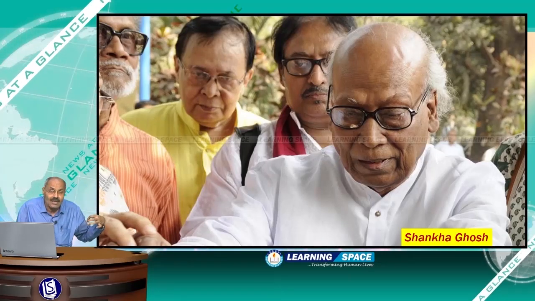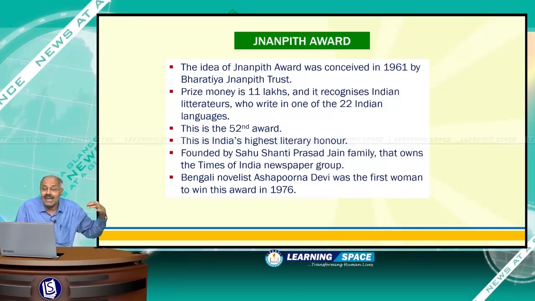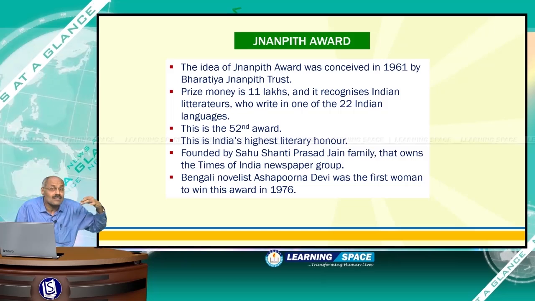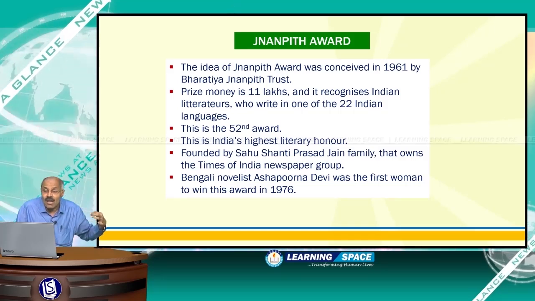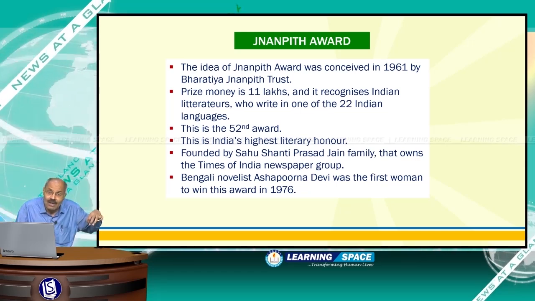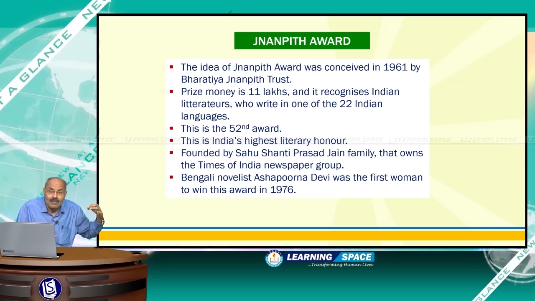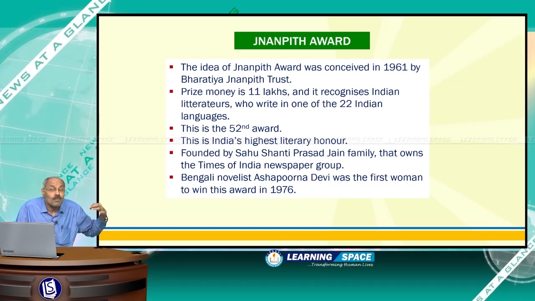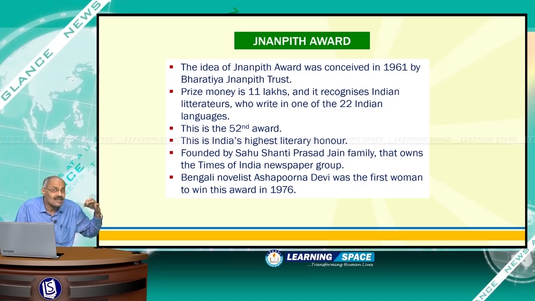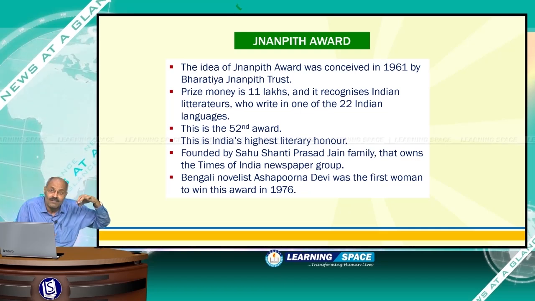That is one part. And if you want more about Jnanpith Award, this was conceived in 1961 by Bharatiya Jnanpith Trust, and this was founded by Sahu Shanti Prasad Jain family, and this family owns the Times of India newspaper group. And Bengali novelist Asha Purna Devi was the first woman to get this award. This is another news. And now Shankha Ghosh is the 52nd award winner.